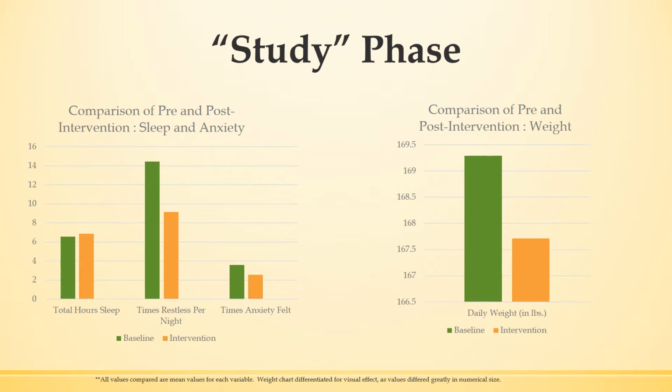At any rate, the graph on the left shows my total hours of sleep, these are all mean values. From the pre-intervention to the intervention period, I did increase my amount of sleep by decreasing my sugar intake. I also decreased the periods of restlessness I experienced per night while asleep. I decreased the times I felt anxious, and I also decreased my daily weight for this period.